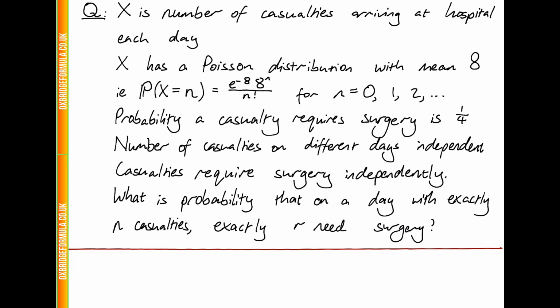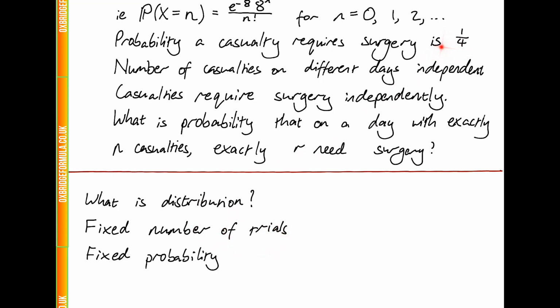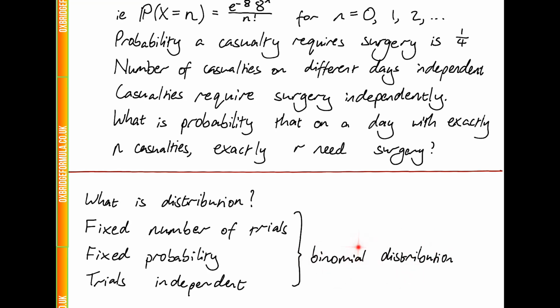So in order to work this out, we need to think about what the distribution is. Pause the video now and think, what is the distribution of casualties needing surgery on a given day, given that we already have N casualties? Well, we have a fixed number of casualties, so a fixed number of trials, N. We have a fixed probability that they'll need surgery, 1/4, and they'll require surgery independently. So our trials are independent. These three criteria tell us that what we're dealing with is a binomial distribution.